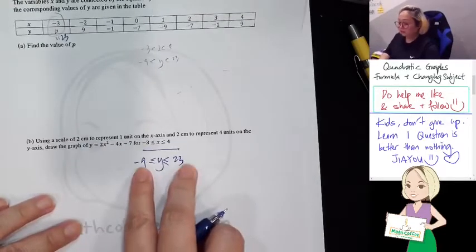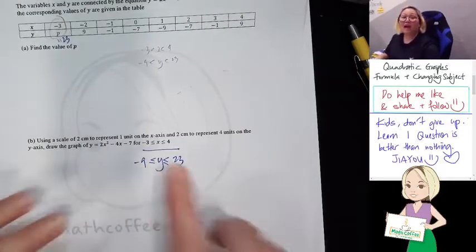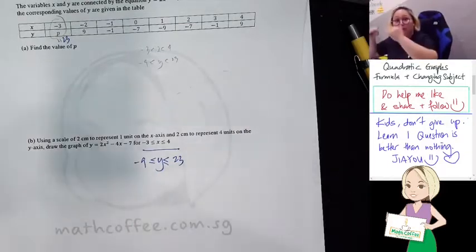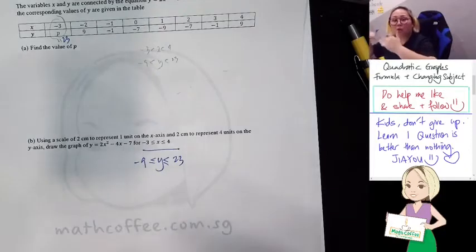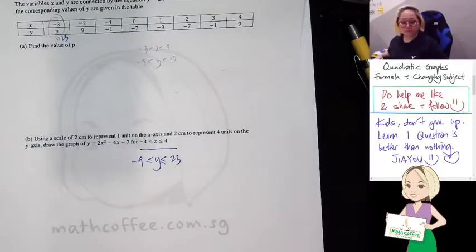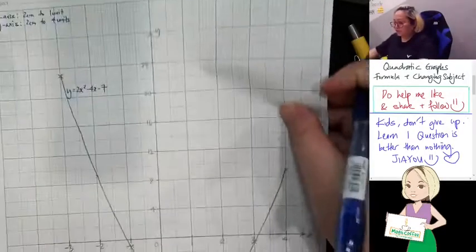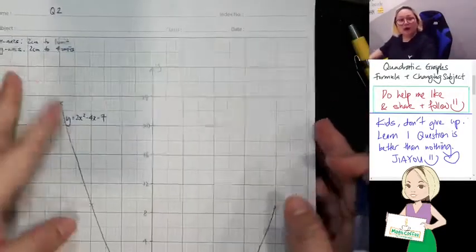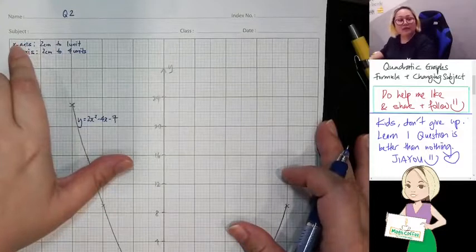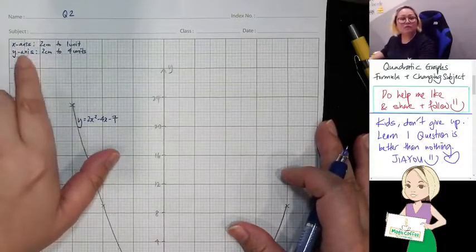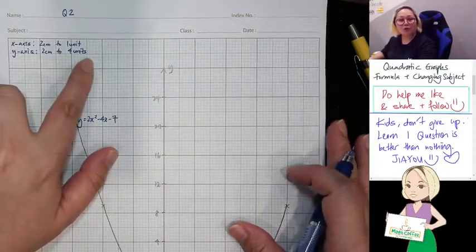So you can see from here, minus 9 and 23, I have more positive. It means that when I draw my horizontal line, it will be lower. So again, I have drawn. So let's take a look. I have written the scale here. So x-axis 2 cm to 1 unit, y-axis is 2 cm to 4 units.